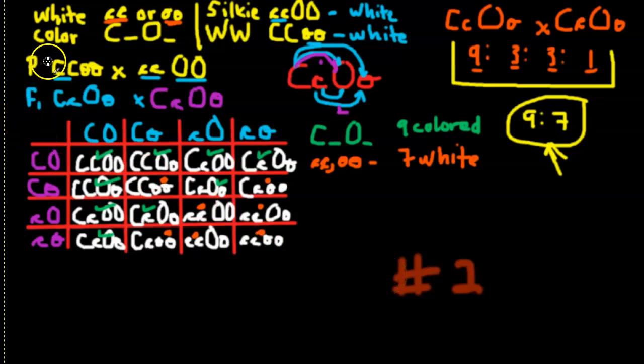Here are the F1s. This parent can only give big C, so all the offspring have to have a big C. This parent over here can only give little c, so all the offspring, the F1s, have to be heterozygous for that first trait. Over here, the silky can only give big O's, so every offspring has to have a big O. This one can only give little o's, so they all have to be heterozygous for both traits. And then we need to find out the F2s. So we have to figure out what kind of gametes are possible.